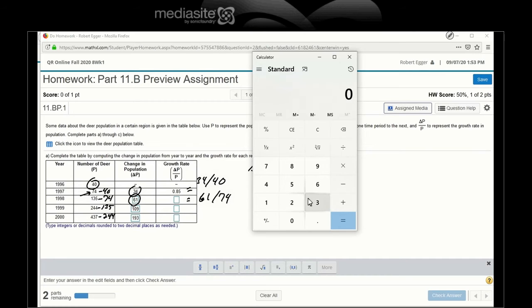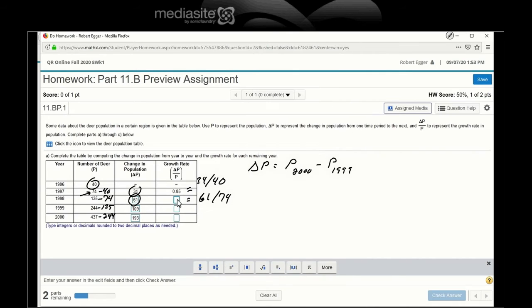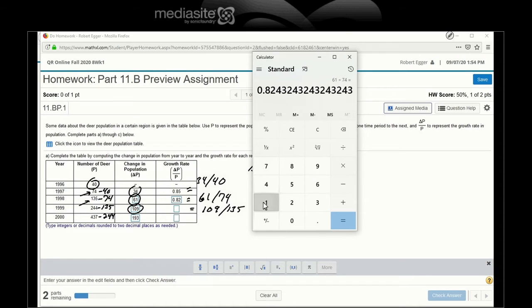Oops, wrong button. 61 divided by 74, not minus. 0.82. Okay. He should be 109 divided by 135. So 109 divided by 135 is 0.81, rounded to 2 decimal places.